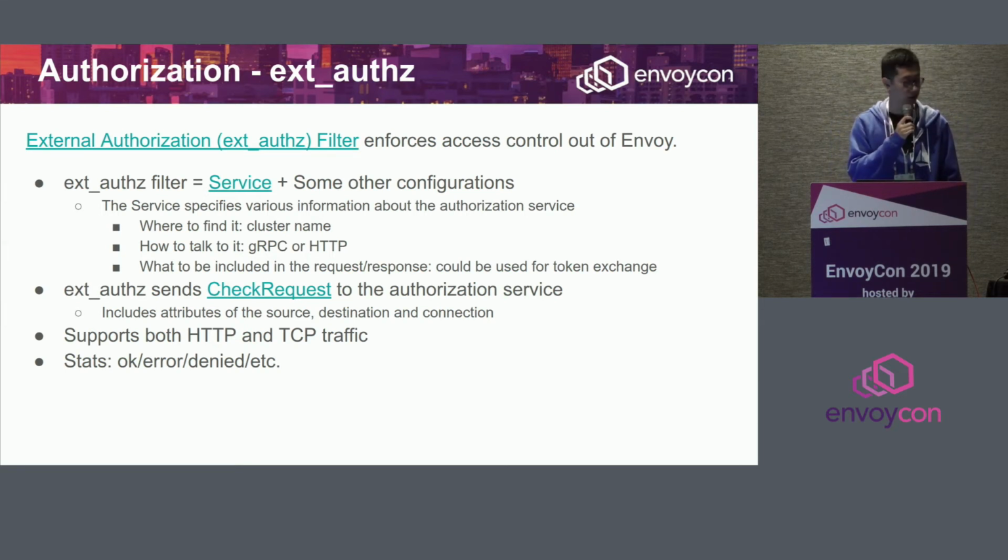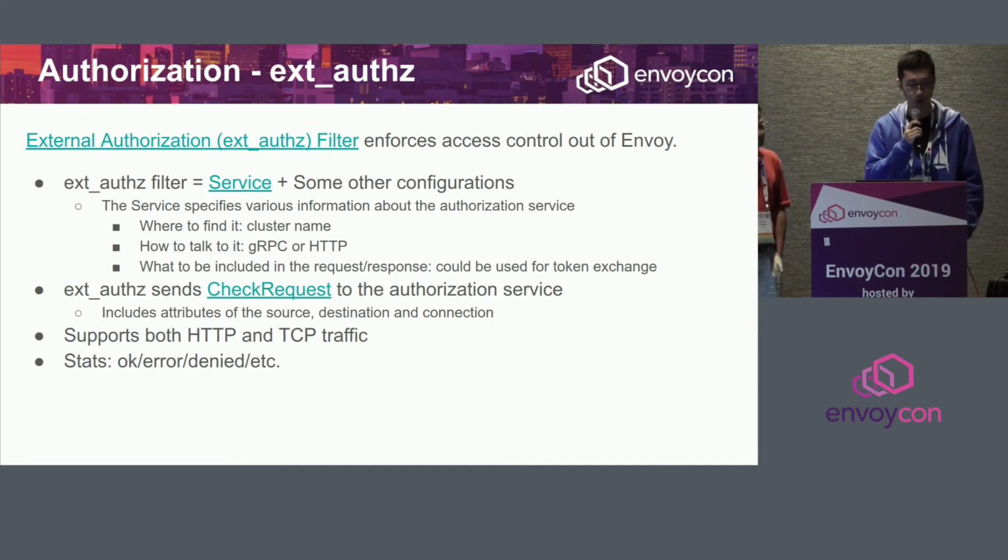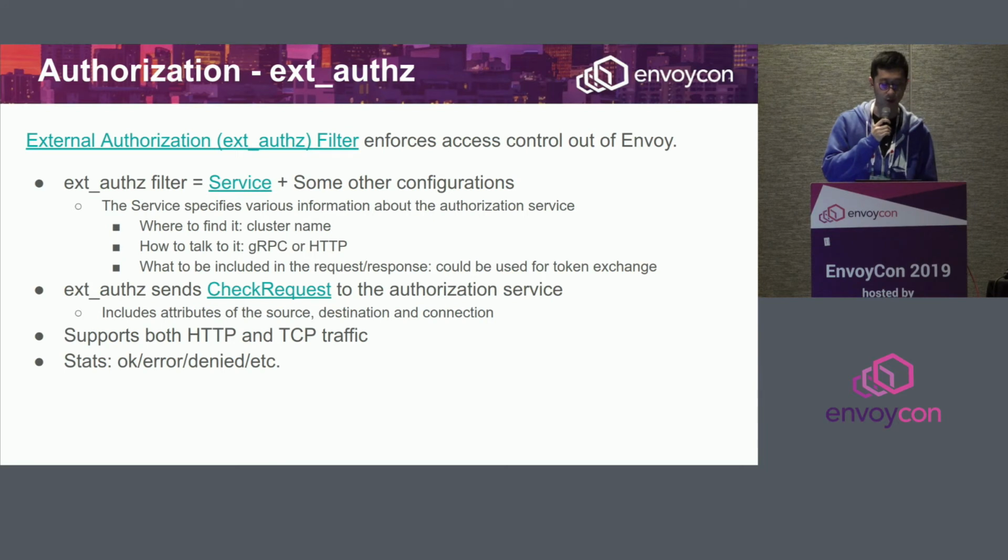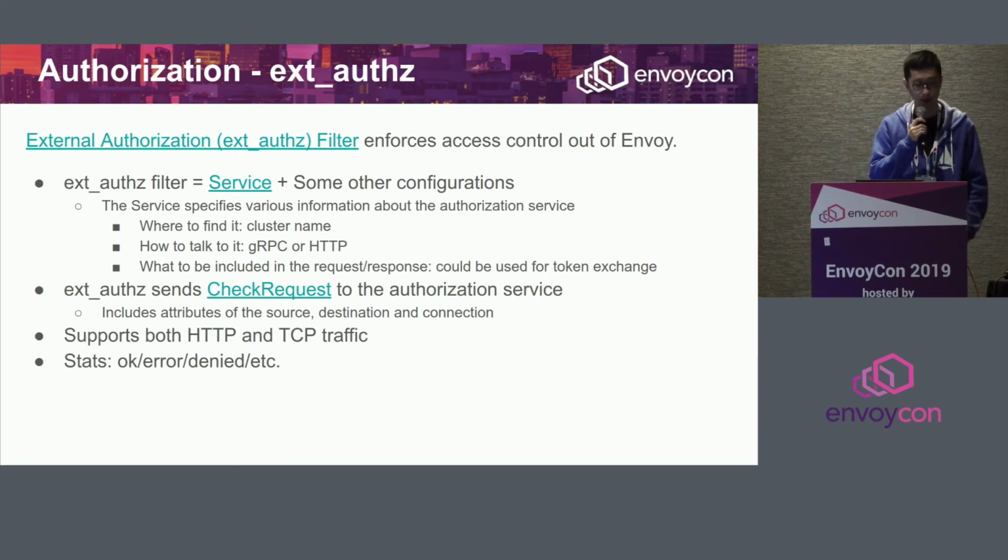The external authorization filter will send a check request to your authorization service. It includes attributes of the source, destination, and the connection. It also supports both HTTP and TCP traffic, and it also emits some useful stats, like the requests allowed, denied, and the error.